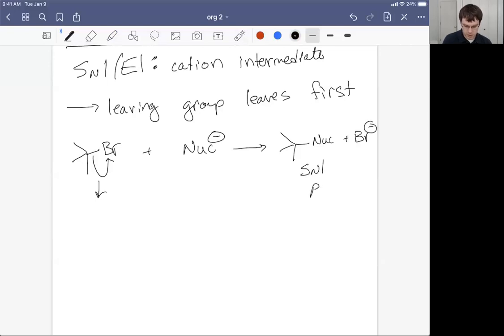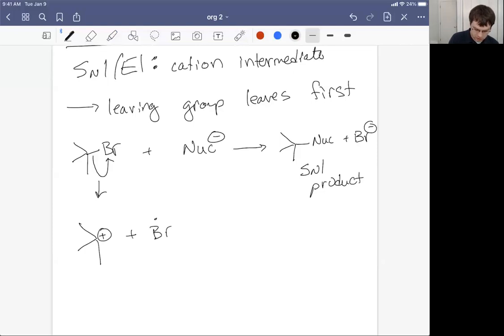This is going to be our SN1 product. You may recall that E1 always accompanies SN1. But let's walk before we can run. The bromine's going to fall off, and that's going to make a positively charged intermediate.